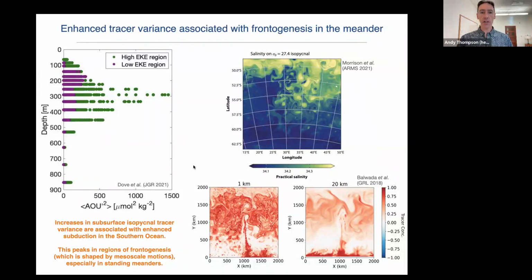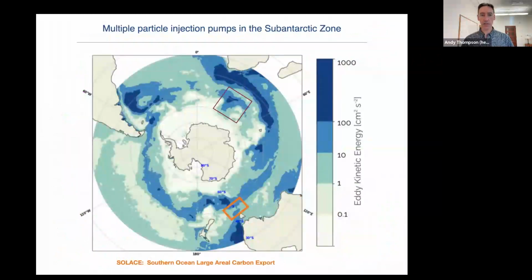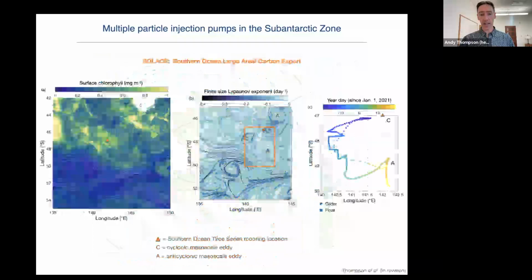Okay, so now I want to transition and just use my last 5-6 minutes here to talk about a slightly different region. We're now going to move to the subantarctic zone of the Southern Ocean, this orange box south of Tasmania. This was part of the Southern Ocean Large Areal Carbon Export field program that was carried out in late 2020 and early 2021. This is a region that has slightly weaker eddy kinetic energy.